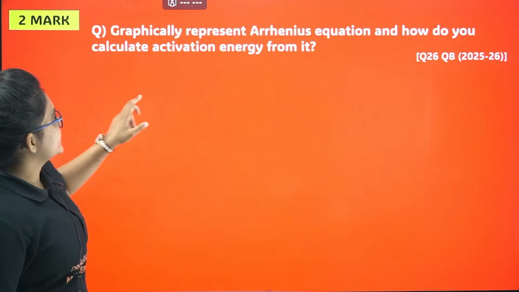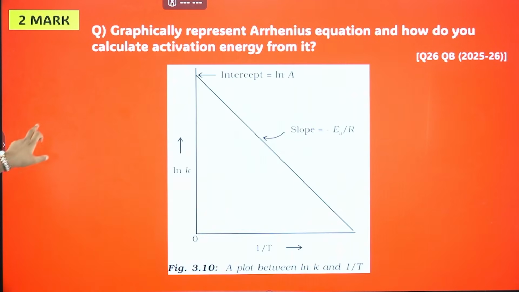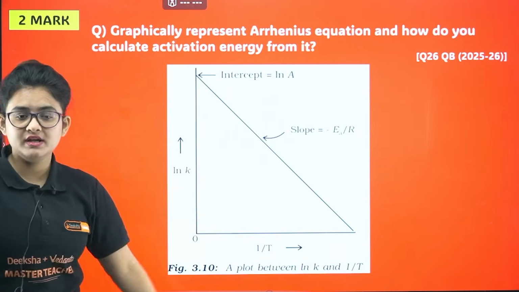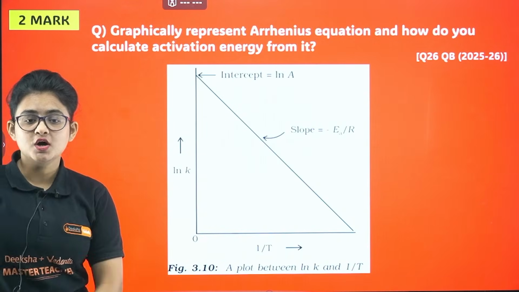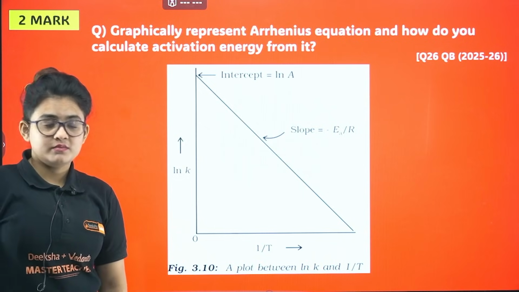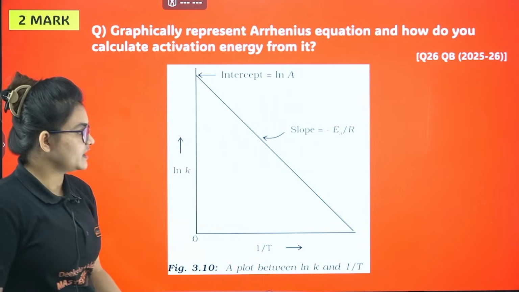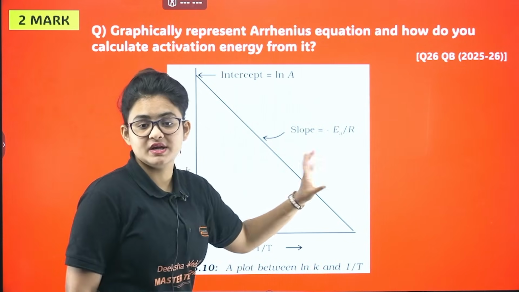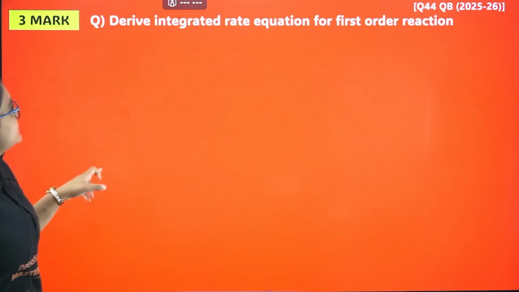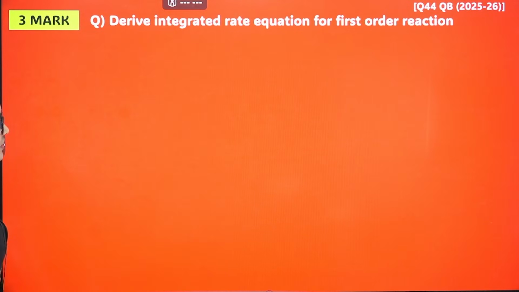Proceed. Graphically represent the Arrhenius equation. Here you can see ln k versus 1 by T we can represent, and slope we can calculate. From the slope we can calculate the energy of activation, because slope value is minus Ea by R. Okay. Let's proceed. Derive integrated rate equation for the first order reaction.